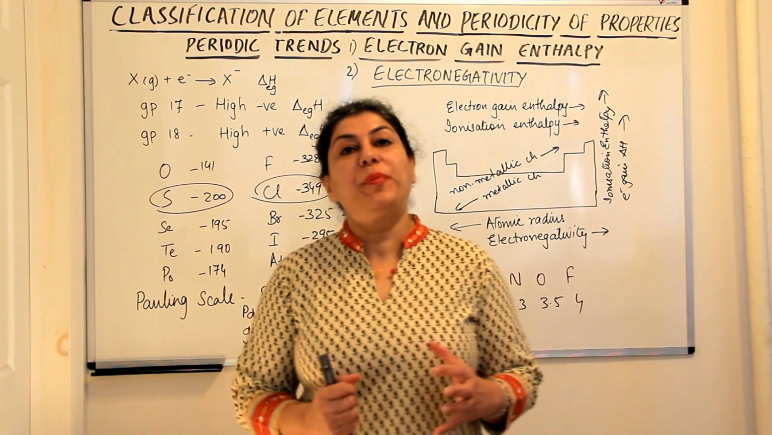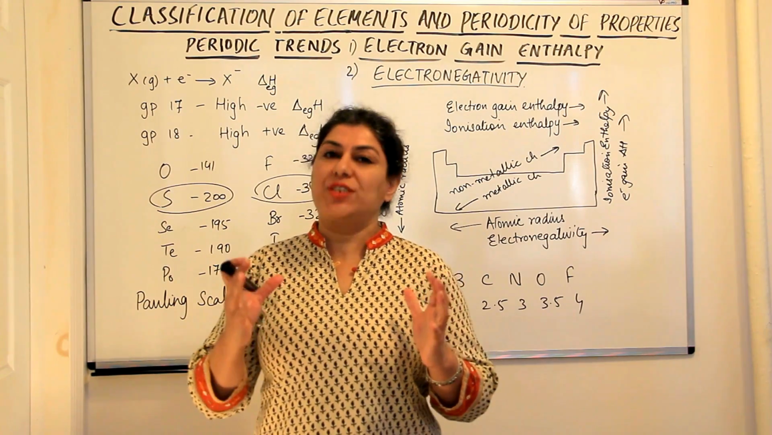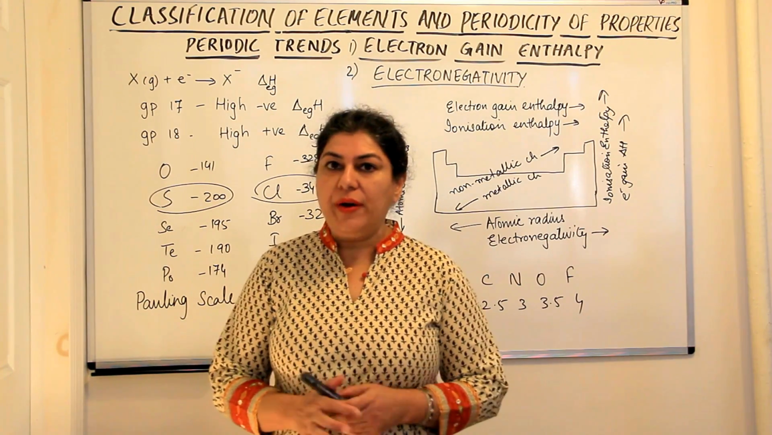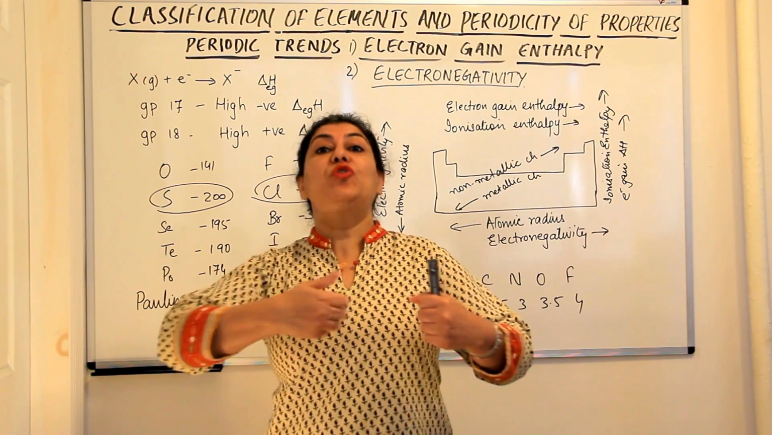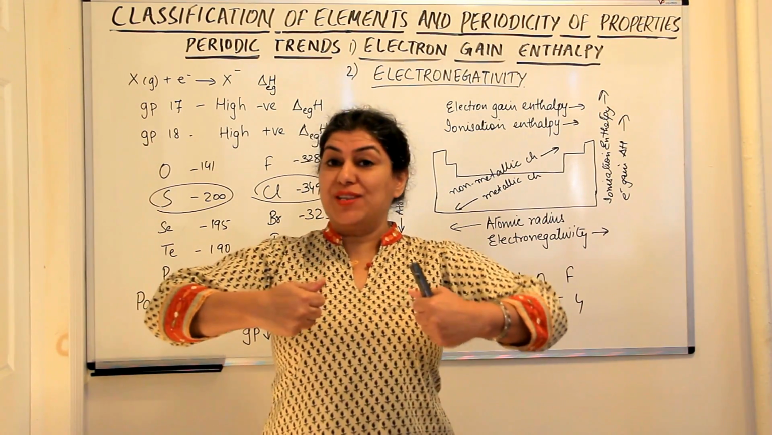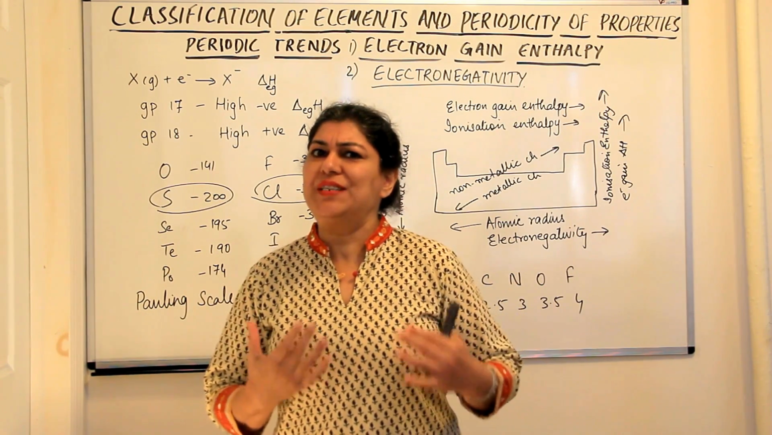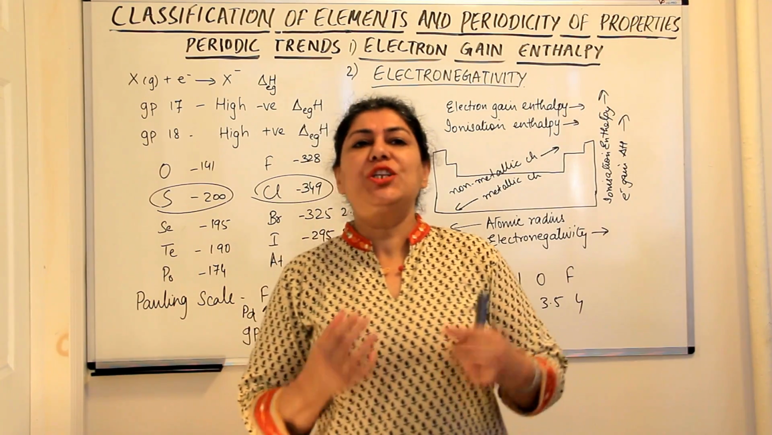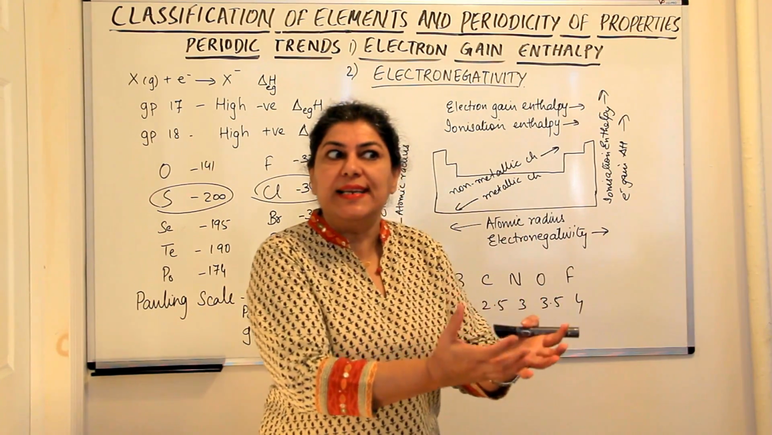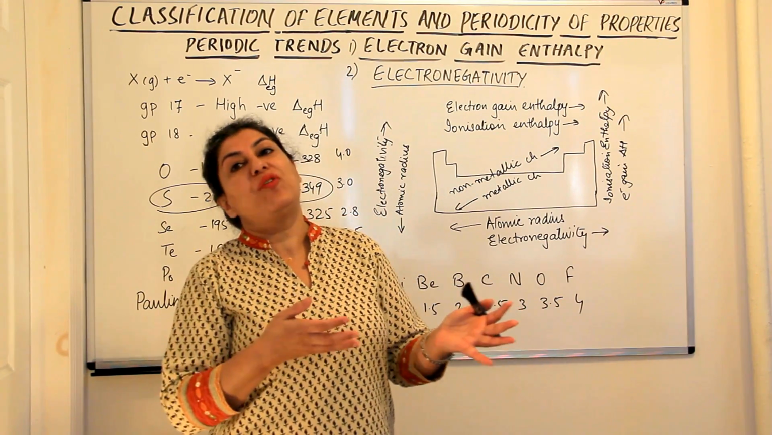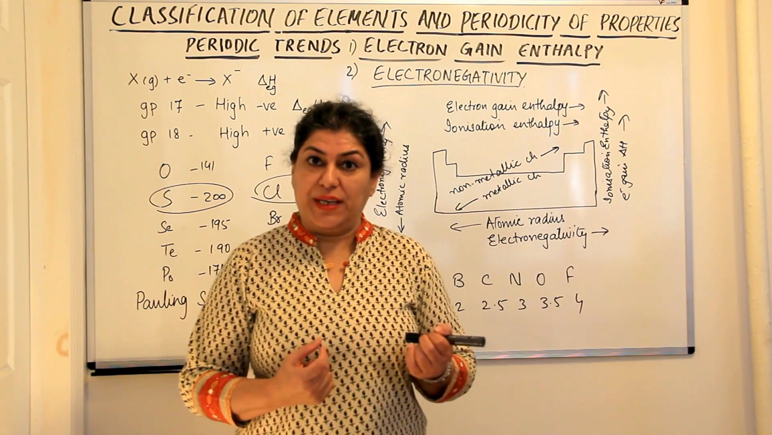Electronegativity is a property which is actually a comparative property. Like in a tug of war, the team that is stronger would pull the rope towards itself, and the team that is weaker would not be able to pull the rope towards itself. So electronegativity is actually a property in which an atom, when it is bound to some other atom, has a certain tendency to pull the shared pair of electrons towards itself. That is a measure of electronegativity.